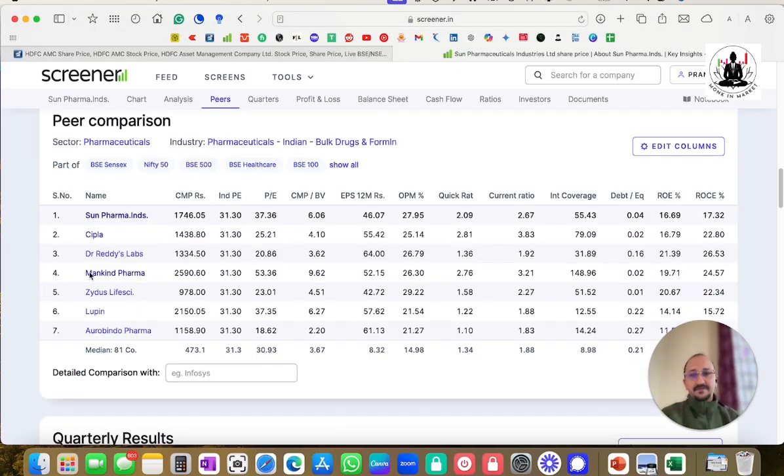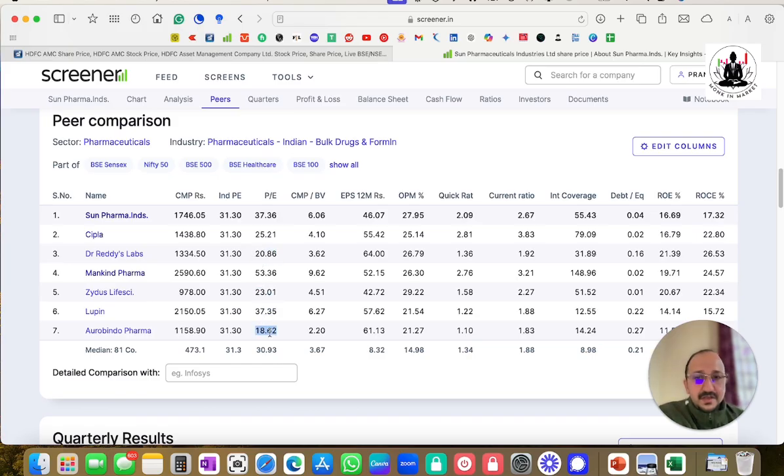Now, this is for Sun Pharma. Let's see for pharmaceutical companies. This is the market value, meaning the present value of the companies, right? This is industry PE. Industry PE is 31. Now this is the PE ratio, price to earning ratio. As I told you, it should be as low as possible. Lower means you are getting the share at a discount.